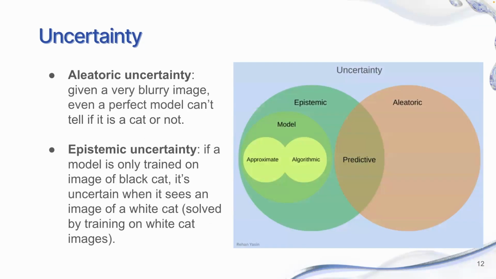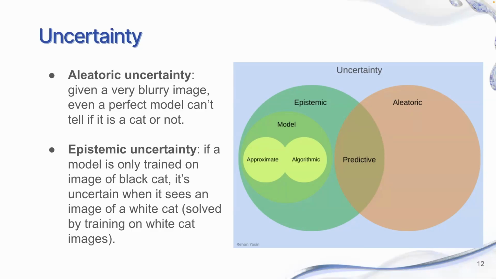So here's an example for aleatoric uncertainty. If I give you a very, very blurry image, you can't really see anything from it. Let's say it's just completely white or black. Then even if you have a perfect model that can predict whether a given image is a cat or not, the model doesn't know. Or it's just so blurry that you can't really tell anything from it. So there's nothing you can do about it, because the issue is the data itself, or where the data comes from. It's just noisy itself.